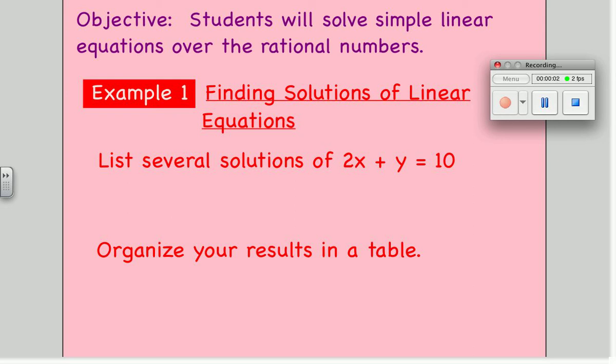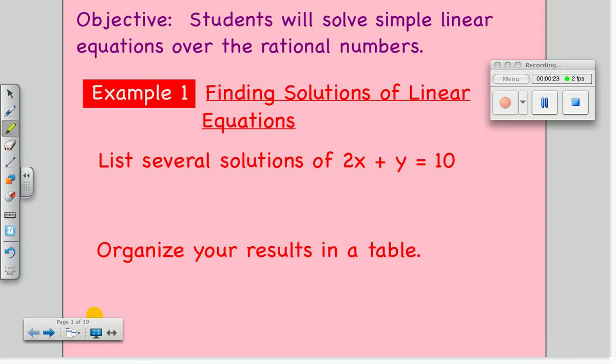Okay, your first thing is to write down the objective. Students will solve simple linear equations over the rational numbers. And then this is example 1, finding solutions of linear equations. Write that down. And write down the directions. So we are going to list several solutions of 2x plus y equals 10.